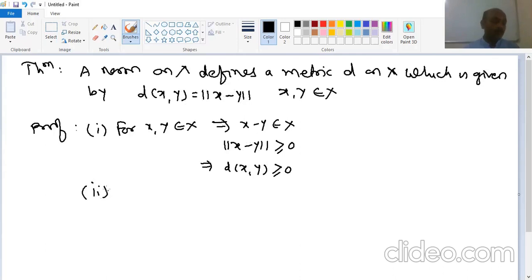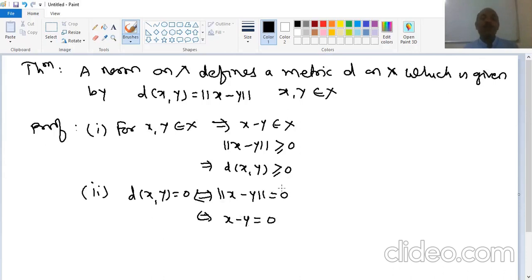Second one, d of x, y is equal to 0. This implies d of x, y, that is norm of x minus y, is equal to 0. But here again, norm of x minus y equal to 0 implies x minus y must be equal to 0. This is the second condition of norm. Then this implies x is equal to y.